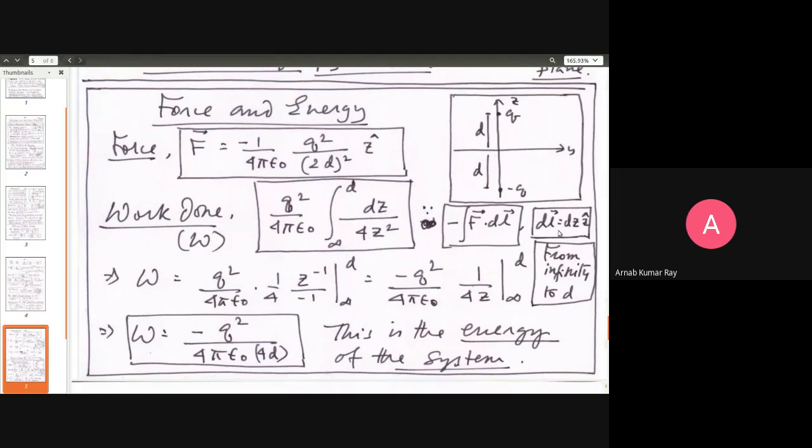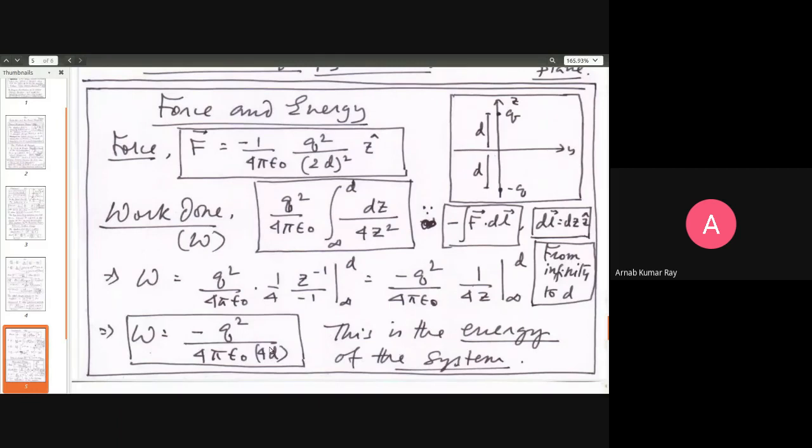And so when you integrate this, W will be equal to q squared by 4 pi epsilon naught, 1 by 4 stays outside. Z raised to minus 2 integrated will be z to the minus 1 by minus 1, infinity to z. So minus q squared by 4 pi epsilon naught, this minus will come here, it will be 1 by 4z. Limits infinity to d. Lower limit 0, upper limit plus d. So 1 by 4d, minus q squared by 4 pi epsilon naught 4d. This is the energy of the system, meaning this is a bound state, negative energy.